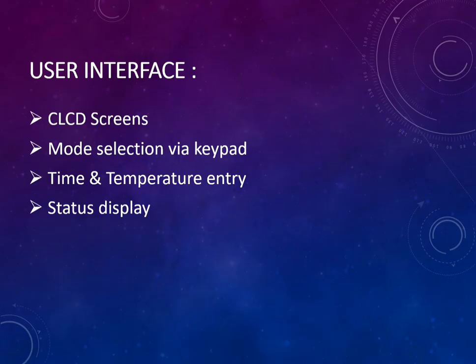The user interfaces are CLCD screens, mode selection via keypad, time and temperature entry, and status display. The CLCD screens are used to see the screen. The mode selection via keypad is how we select through the process of MicroOven. The time and temperature are also entered by the user.